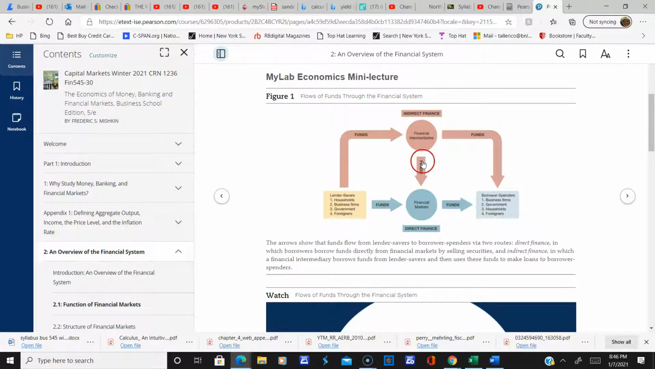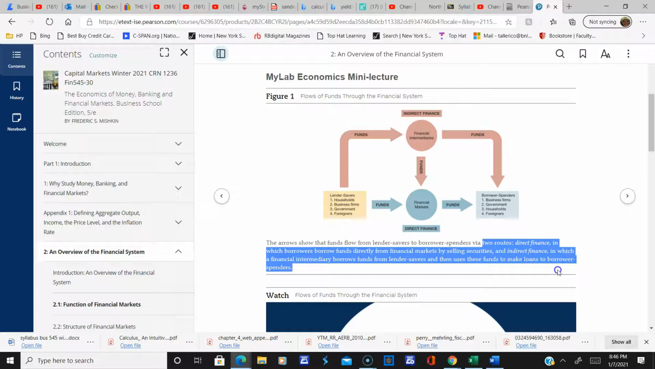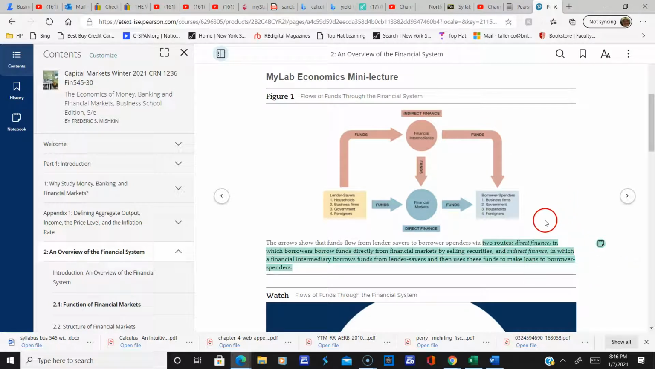And the intermediaries will invest in financial markets. This is known as direct finance, where the lenders put funds in financial markets and that goes right to the borrowers. And then over here, the funds go to an intermediary, and then that goes here. So there's indirect finance and direct finance. There are two routes that funds go to, direct and indirect.